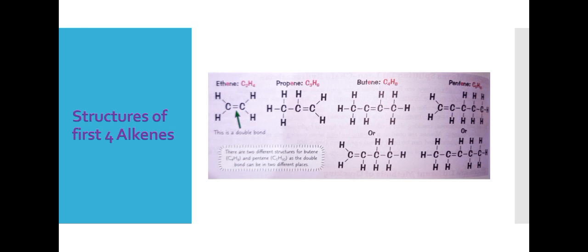These two structures for butene and pentene show that the double bond can be in different places. Meaning in the case of butene and in the case of pentene, we have two different structures, and the two different structures depend upon the position of the double bond.